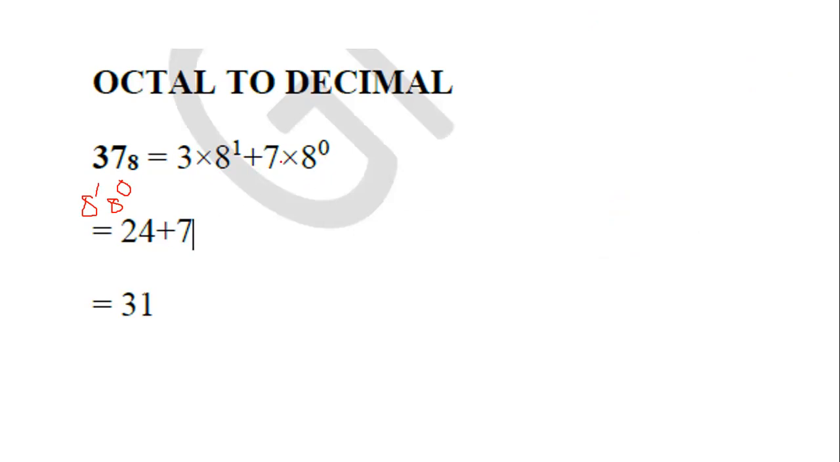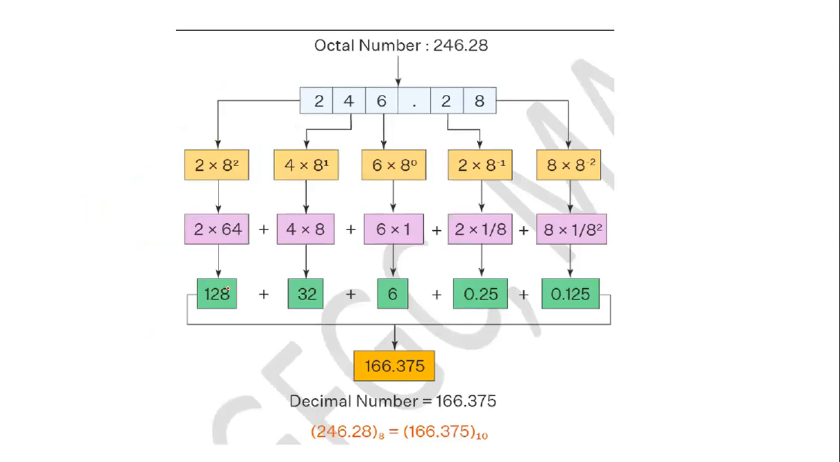Because 8 to the power of 1 is 8. So 1 into 7 into 1, 1, 8 to the power of 2. So you'll get the answer as 31. One more example we will see with decimal numbers.